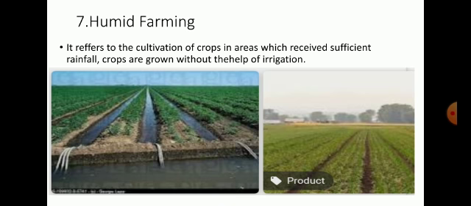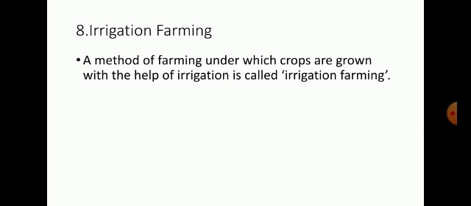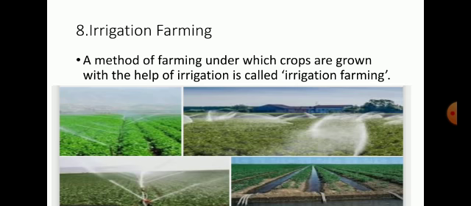Then the eighth point, the last point, is irrigation farming. What is irrigation farming? A method of farming under which crops are grown with the help of irrigation is called irrigation farming. It is expensive but essential in India where the rainfall is seasonal, uncertain and insufficient.